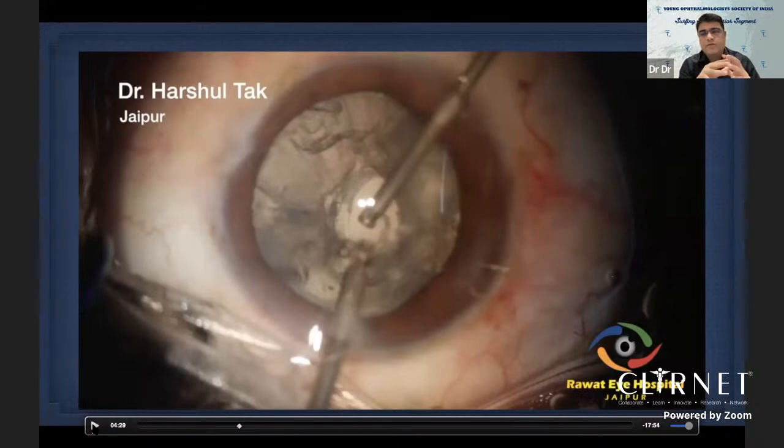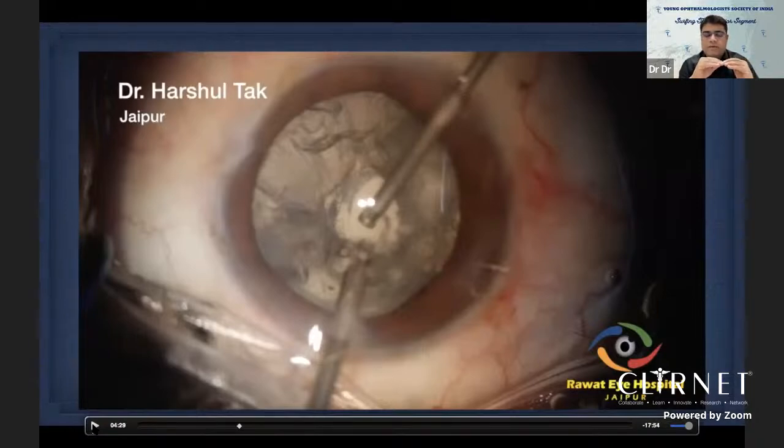So the setting you want on your vitrectomy machine is the highest cut rate which your machine gives. Like my machine, Ferro's machine, gives 10,000 cuts, or 5,000 or 6,000, whatever highest cut rate your machine gives, you need to keep the settings on cut and then aspiration mode.